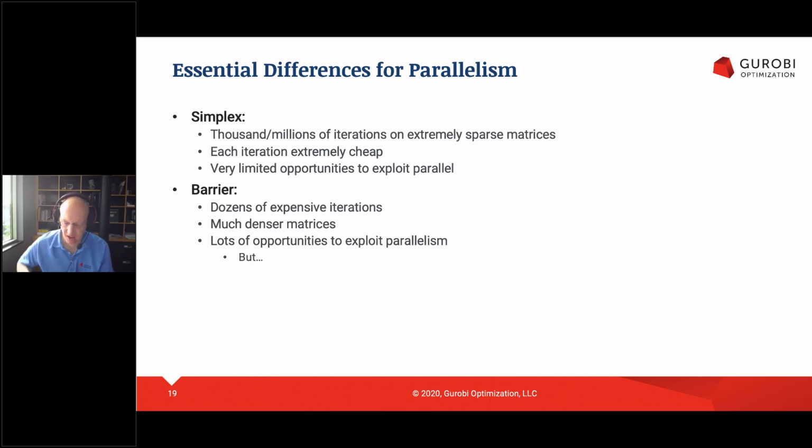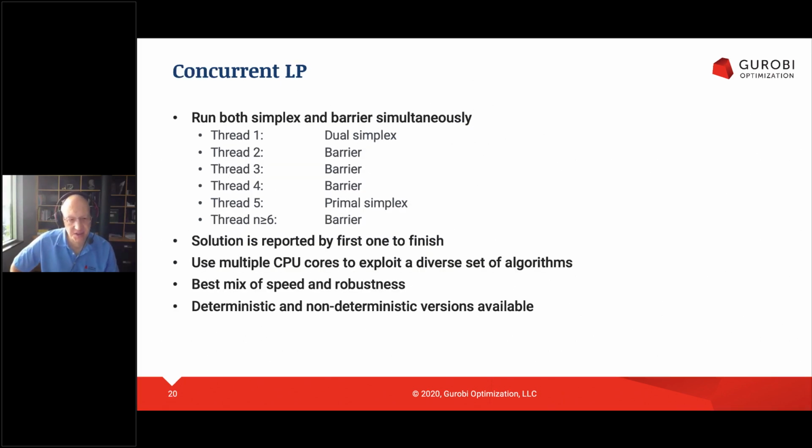So there's a but here. I'll come back to the but in a second. First, I want to talk about concurrent LP. As I mentioned earlier, one opportunity for exploiting parallelism is if you have multiple algorithms for solving the same problem, you just run them simultaneously on different cores, different machines, whichever one finishes first wins.